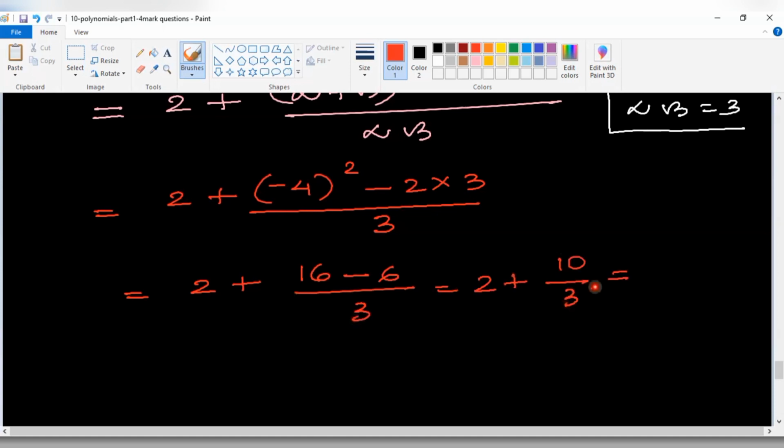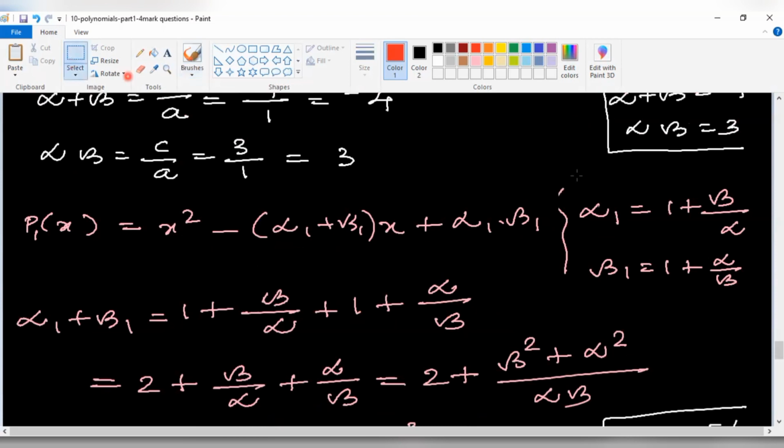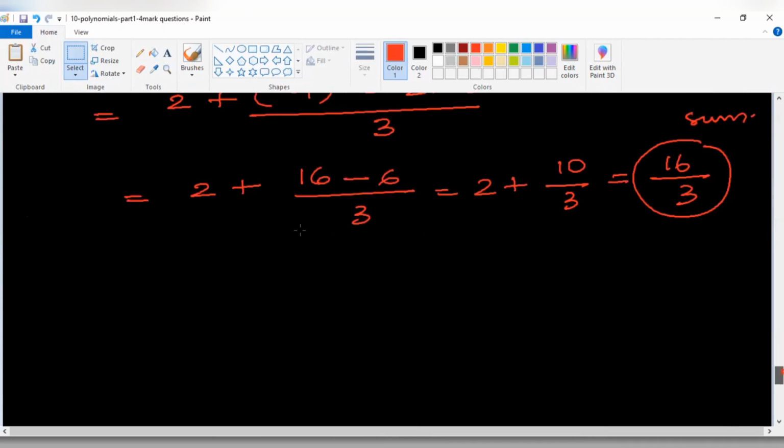Now let us take it, say 3 into 2, cross multiplication. 3 into 2, 6. So 6 plus 10, 16 by 3. This is the sum of the zeros of the new polynomial. Okay. Now let us check what is the product of zeros. These are alpha 1 and beta 1. We have to multiply them.